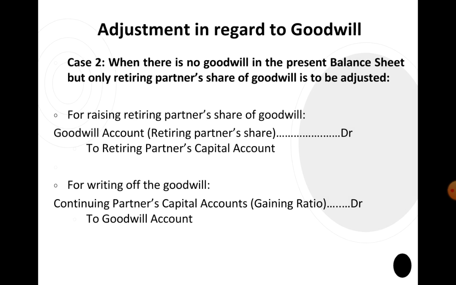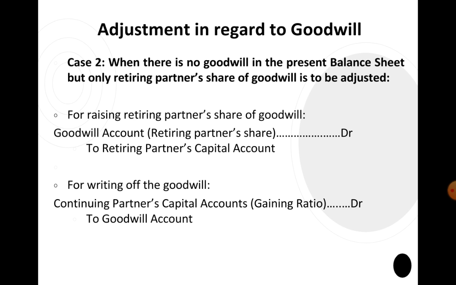Then you have case number 2. When there is no goodwill in the present balance sheet, but only the retiring partner's share of goodwill is to be adjusted. So in this situation, the retiring partner's share of goodwill will be raised in the books by crediting the retiring partner only. So you have the first journal entry there for raising retiring partner's share of goodwill, goodwill account, that is the retiring partner's share debited to the retiring partner's capital account. And after that, it will be written off by debiting the remaining partners in the gaining ratio. So you have the second journal entry for writing off goodwill, continuing partners' capital accounts debited to goodwill account.